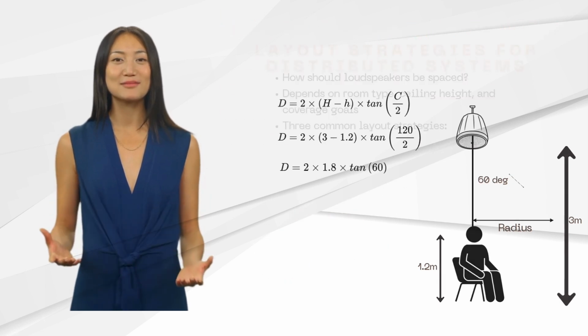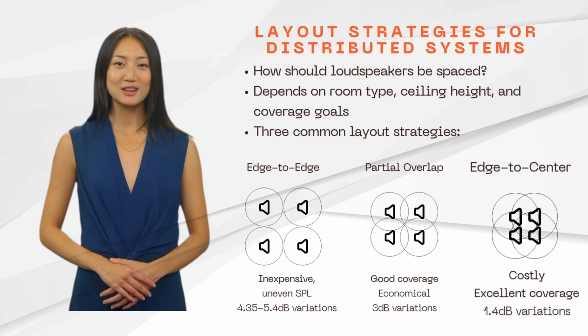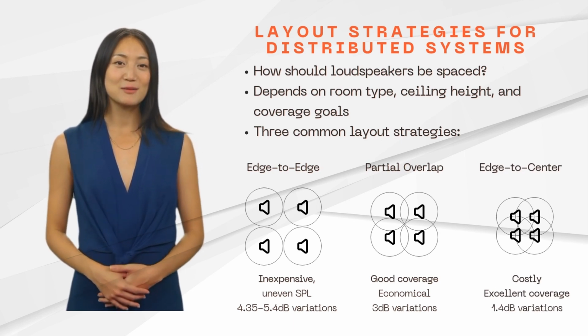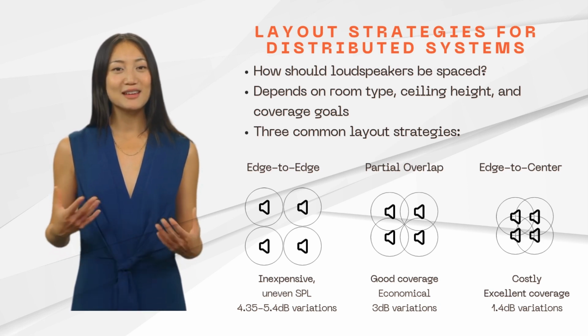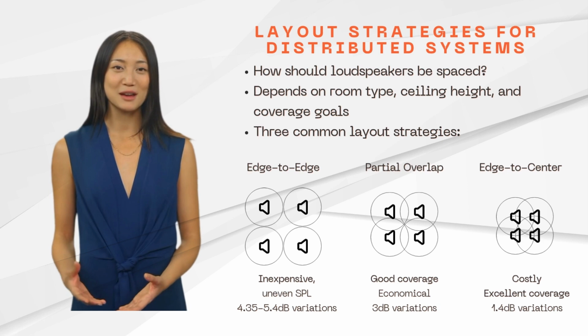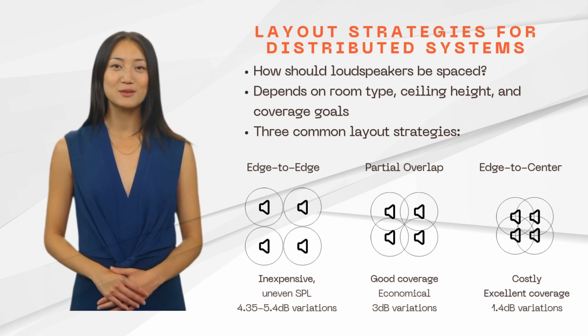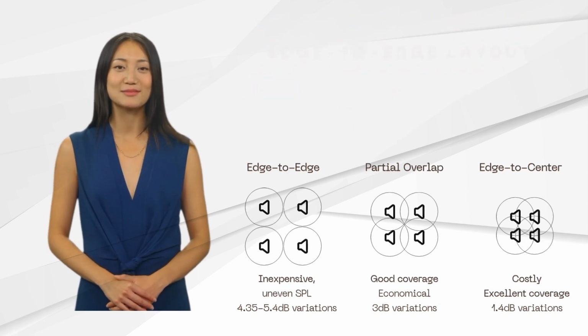system. Once you know how much area each loudspeaker covers, the next step is choosing a layout strategy. How you space the speakers affects both coverage and intelligibility, and it depends on ceiling height, budget, and the type of space you're working with. The three most common approaches are edge-to-edge, partial overlap, and edge-to-center. Let's go through each one.